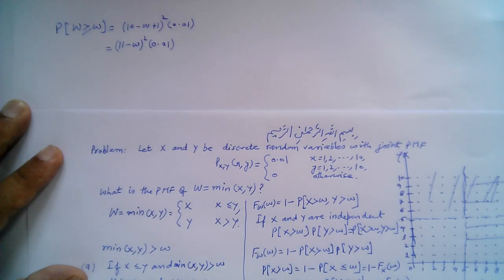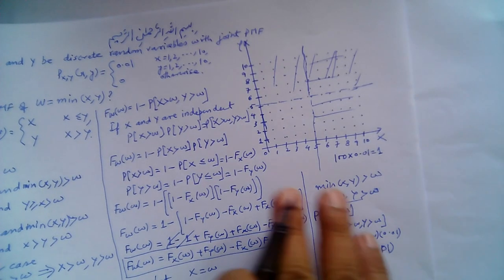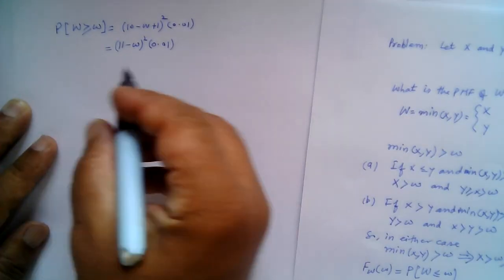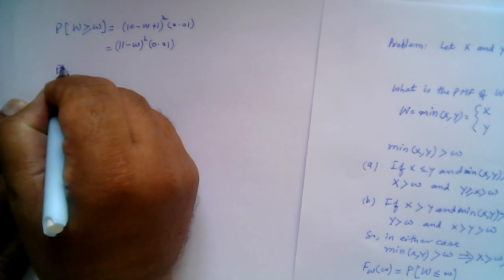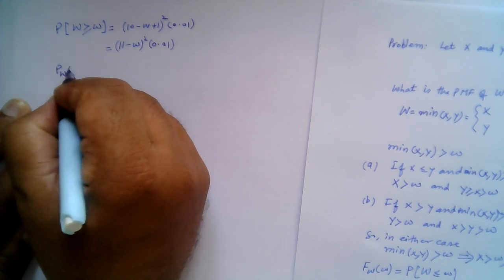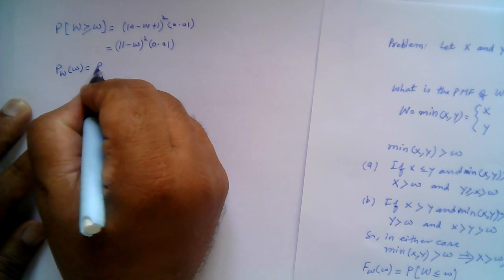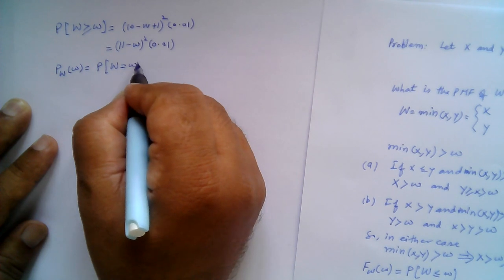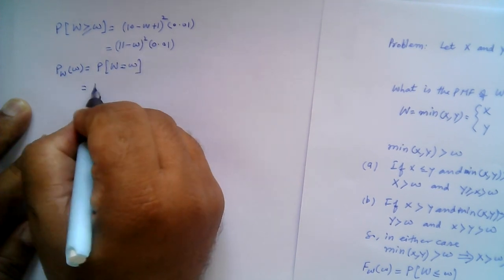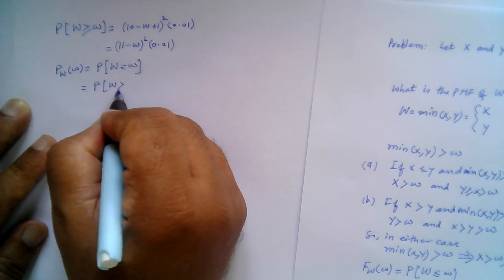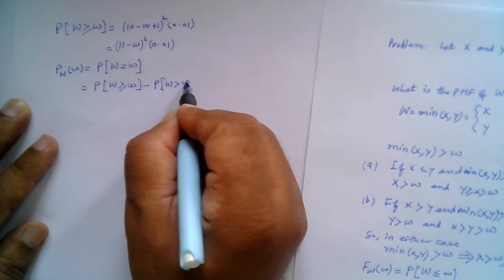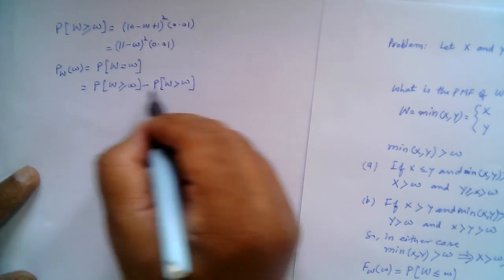So we have these two probabilities now, the probability that W is greater than w and the probability that W is greater than or equal to w. So it's easier for us now to find the PMF, P_W(w), which is equal to the probability that the random variable W takes on the small value w, right? And this is equal to the probability that W is greater than or equal to w minus the probability that W is only greater than w. We have both these probabilities now.